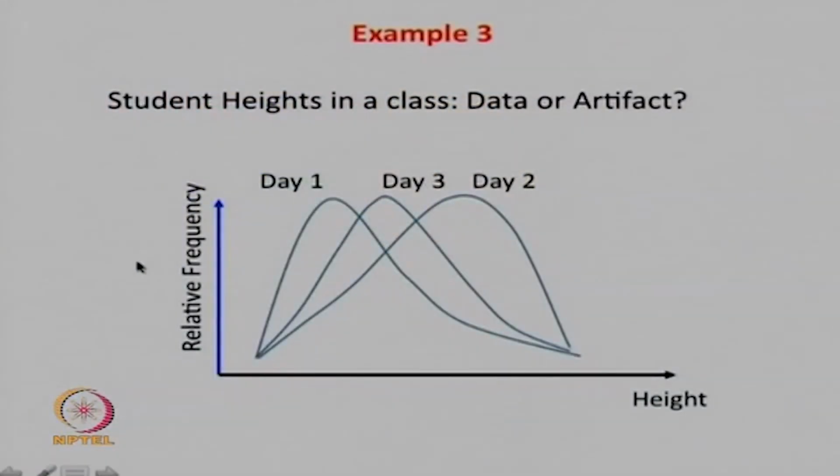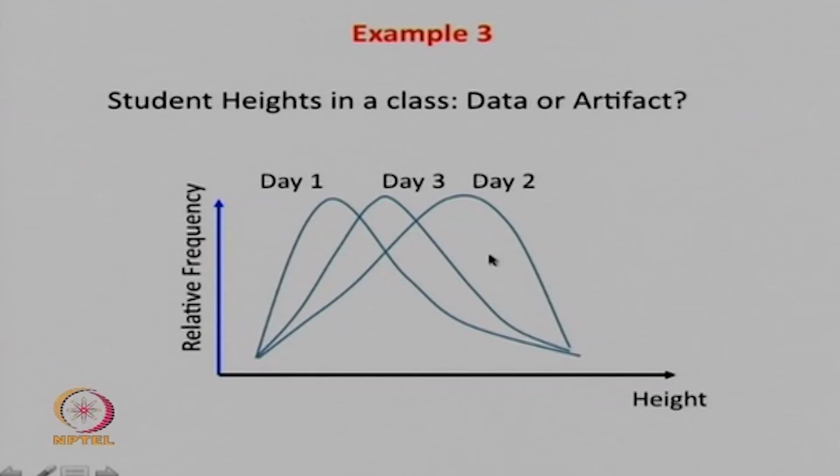So, let me take another example. Imagine I take the statistics of average students' height in a class, and I do it on 3 successive days. This is the plot of height and relative frequency. On day 1, this is my distribution. On day 2, this is my distribution, and on day 3, this is my distribution. Mind you, it is not from 3 different populations, it is from the same population. It is a little bit baffling, as you can see that there are some overlapping regions, but the curves look reasonably different from each other.